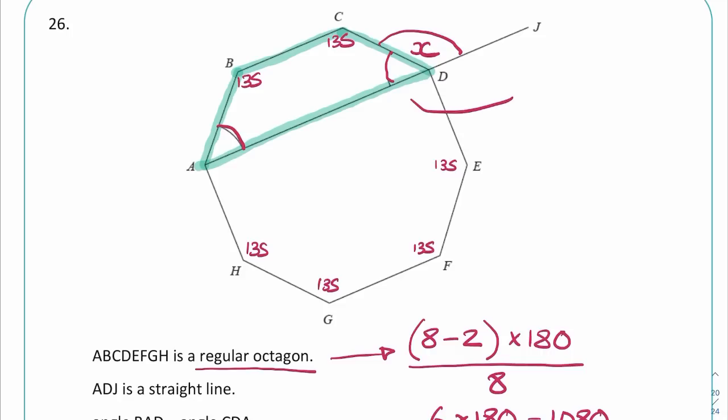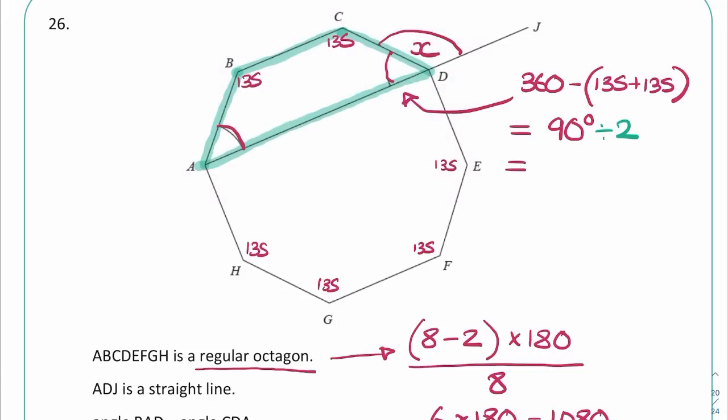So if all the angles in a quadrilateral add up to 360, we've got 360 degrees. Take away the 135s, let's do 135 plus 135 in our working. So that is 360 take away 270. That leaves us with 90 degrees. Now, because the angles are equal, we can also divide that by 2. And that would tell us that each of those base angles is equal to 45 degrees. So this one's 45 and this one's 45.